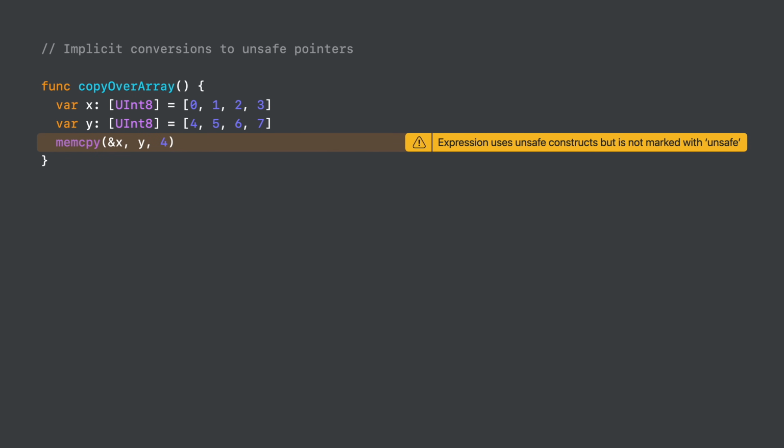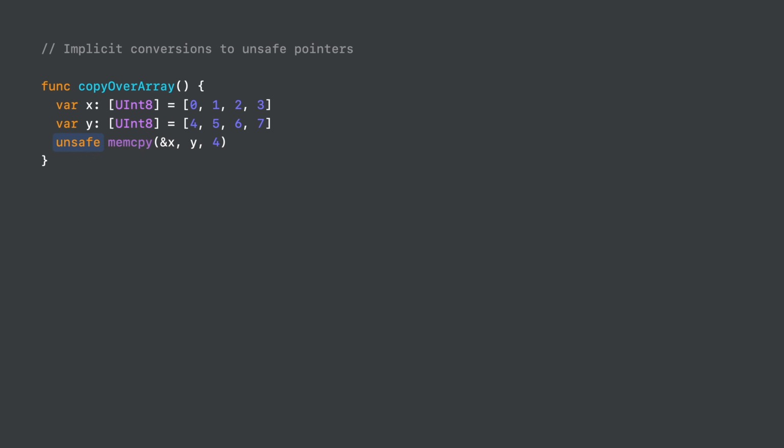Once you enable strict memory safety, the compiler will warn for this and all other uses of unsafe code with: expression uses unsafe constructs, but it's not marked with unsafe. This is resolved by adding the unsafe keyword in front of the call. I'll take a minute to expand on the unsafe keyword. Outside of addressing the compiler warning, it has two main functions.